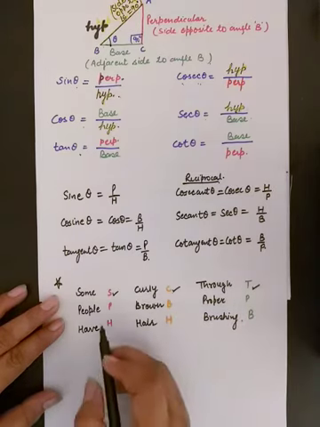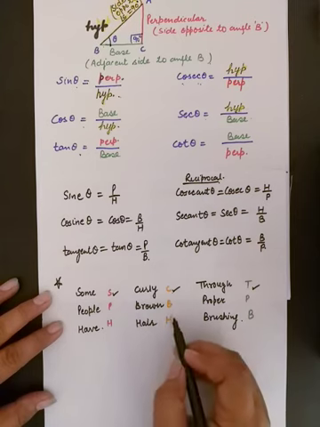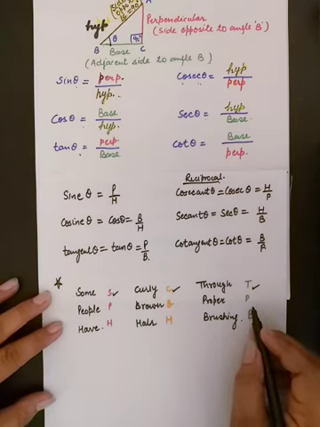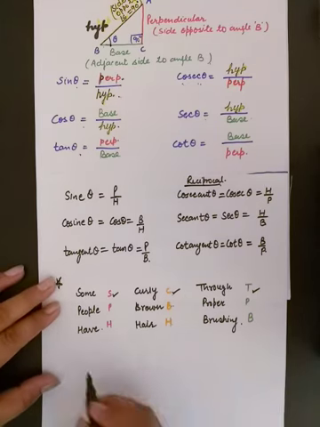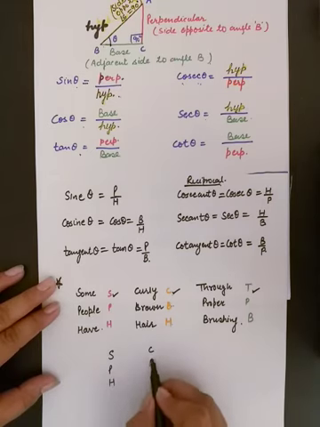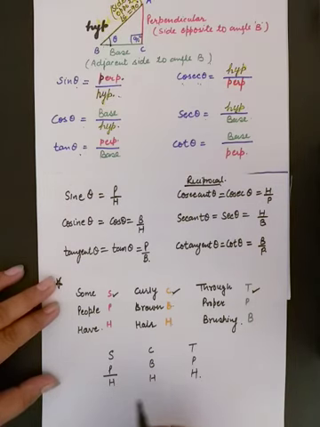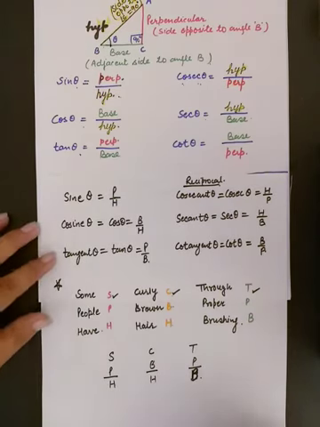And similarly their reciprocals: the reciprocal of sin theta is cosecant theta, so it will be H by P, and this will be H by B for secant theta, and cotangent theta will be B by P. So this can make your work easier to remember these t ratios, or in short form you can write: some people have curly brown hair through proper brushing. So P by H gives you sin theta, B by H gives you cos theta, and P by B, through proper brushing, gives you tangent theta, and then remember their reciprocals.